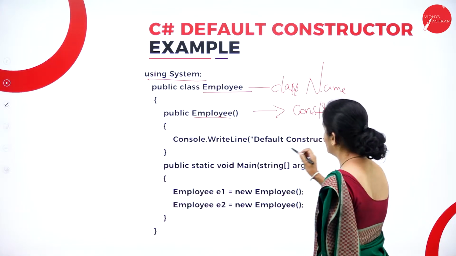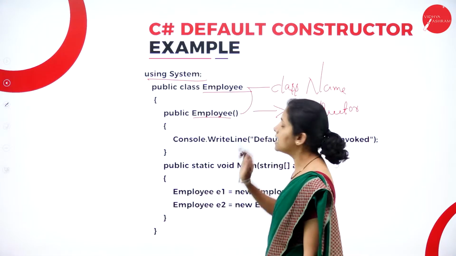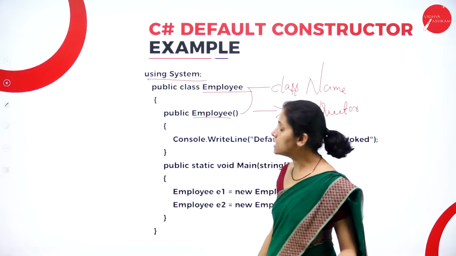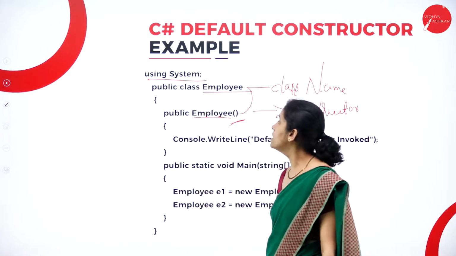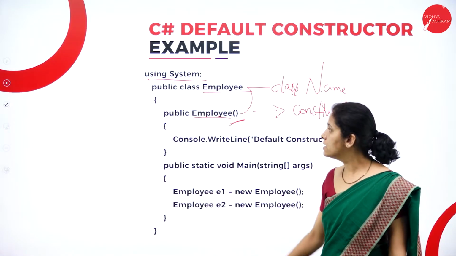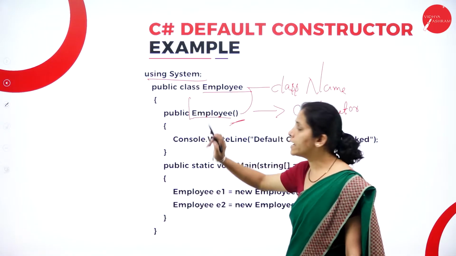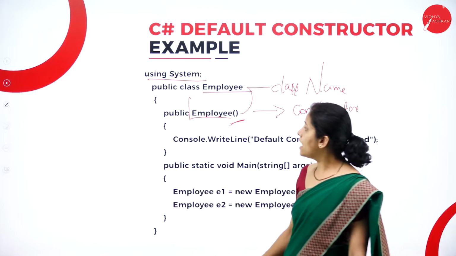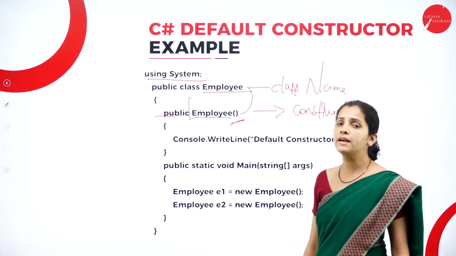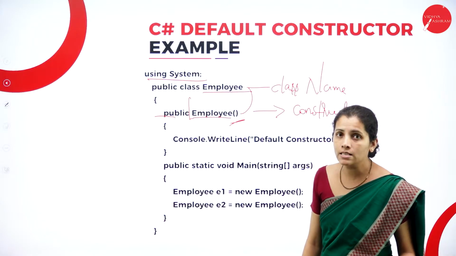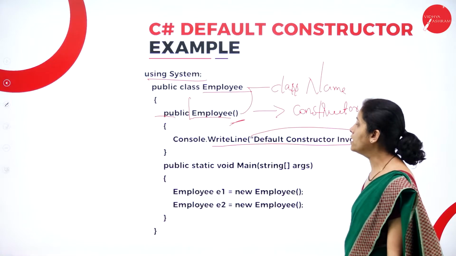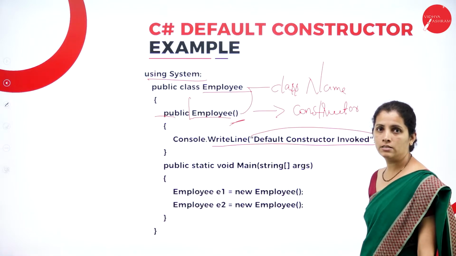So constructor name as well as class name must be same. To indicate this constructor, what I'm going to do? I'm going to use opening and closing parenthesis. But it does not have any return type. And this is my format specifier. That means I'm going to specify the visibility of this constructor. In that, I'm going to write, this is the example for default constructor.